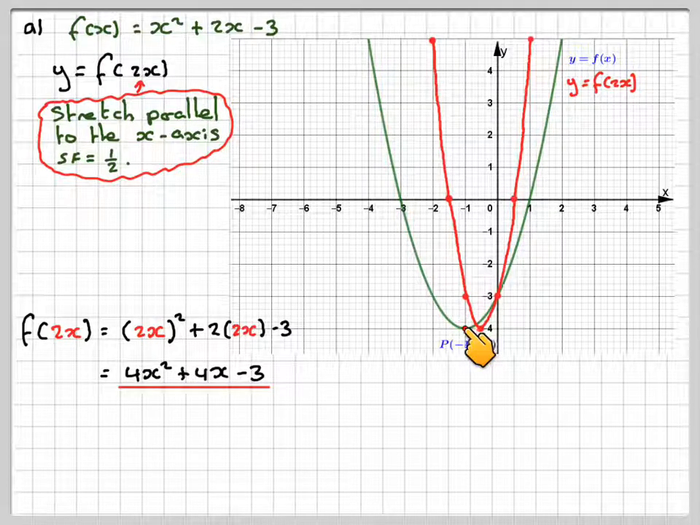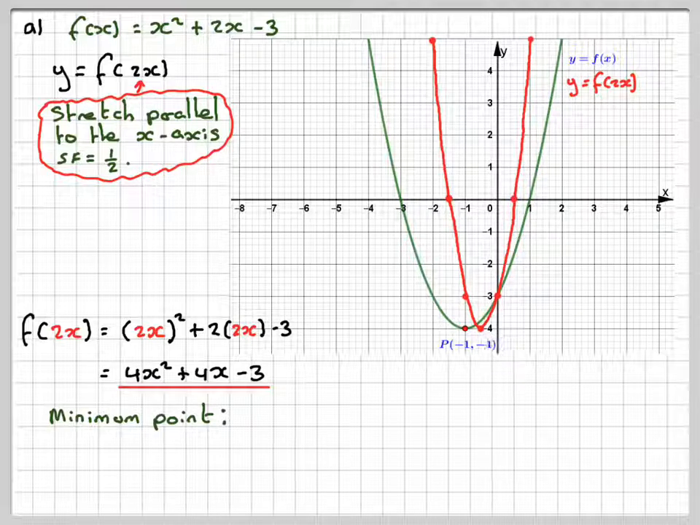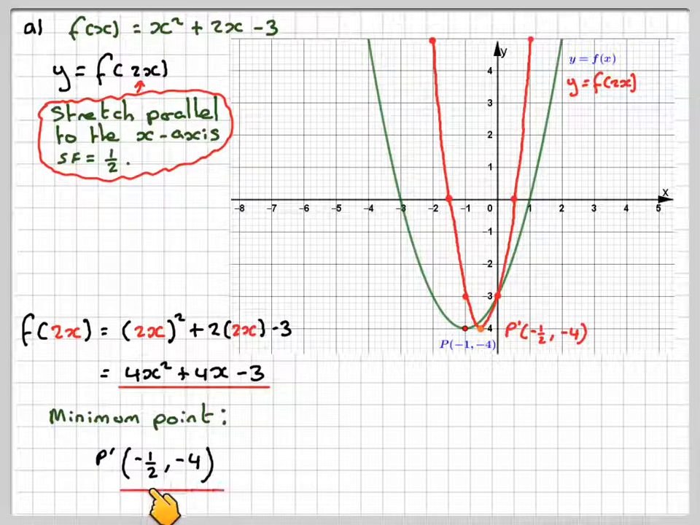Now the minimum point will go to here, which is this point here. And so the coordinates of that point are (−½, −4). So the minimum point goes, P' will be (−½, −4).